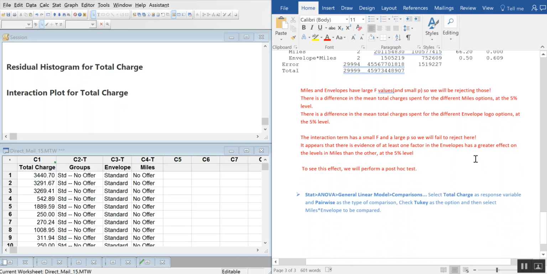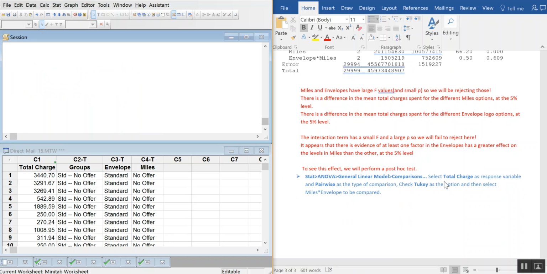The next thing we notice is that the interaction term is a small F, so we're going to fail to reject here. So it appears that there is evidence that at least one factor for envelopes has a greater effect on the level of miles than the other at the 5% level. And then to see this effect, we're going to actually perform a post hoc test. Do a comparison to see which of these groupings might be the best.